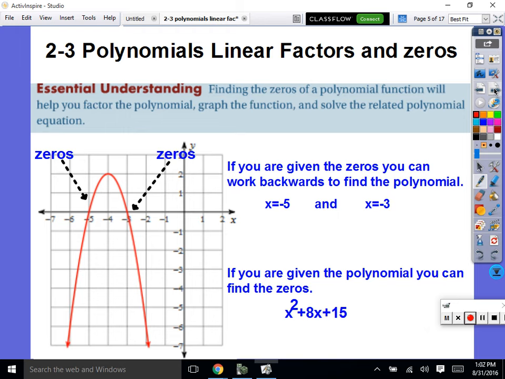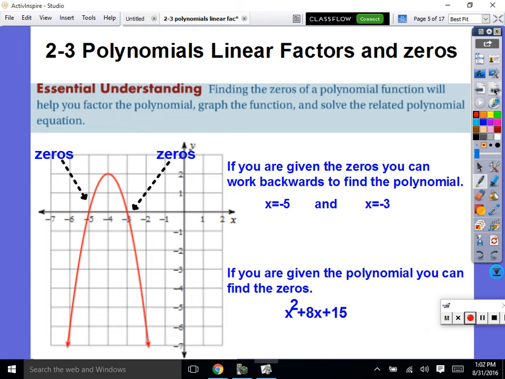We already know what linear factors are because of quadratics, and we know what zeros are, where it's crossing the x-axis. So first of all, if we have a polynomial, then finding the zeros of a polynomial function will help you factor the polynomial. If we know the zeros, don't we know the linear factors? Yep. Also, it'll help you graph the function and solve the related polynomial equations. Isn't where it crosses the x-axis the solution?